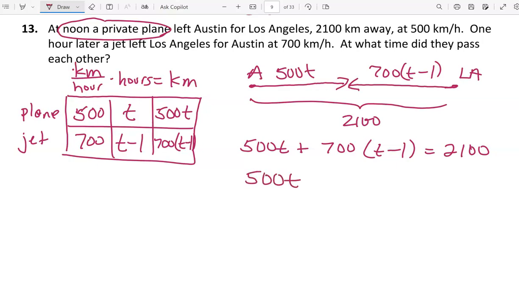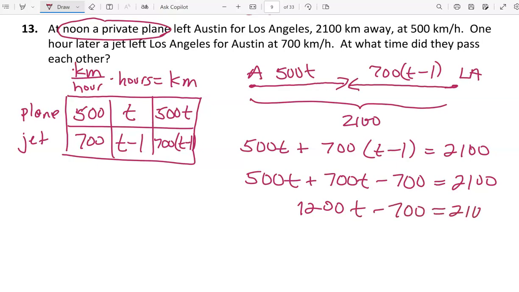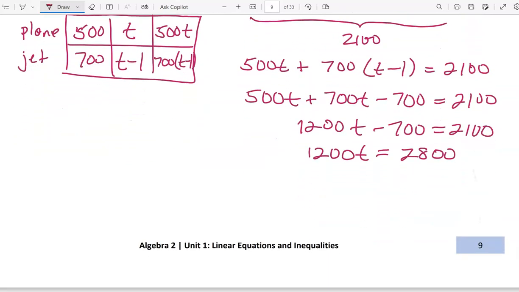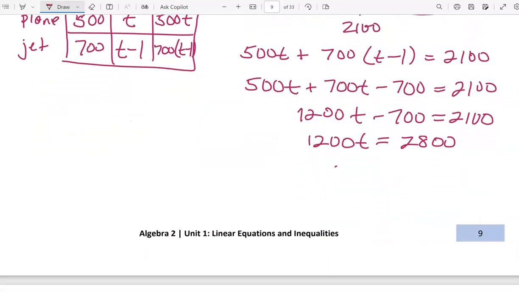Now let's use the distributive property of multiplication over addition to rewrite the left side. And that'll give us 1,200t minus 700 is equal to 2,100. And adding 700 to both sides, 1,200t is equal to 2,800. Lots of big numbers here, but they're going to get small pretty quickly here. So t is equal to 2,800 divided by 1,200.